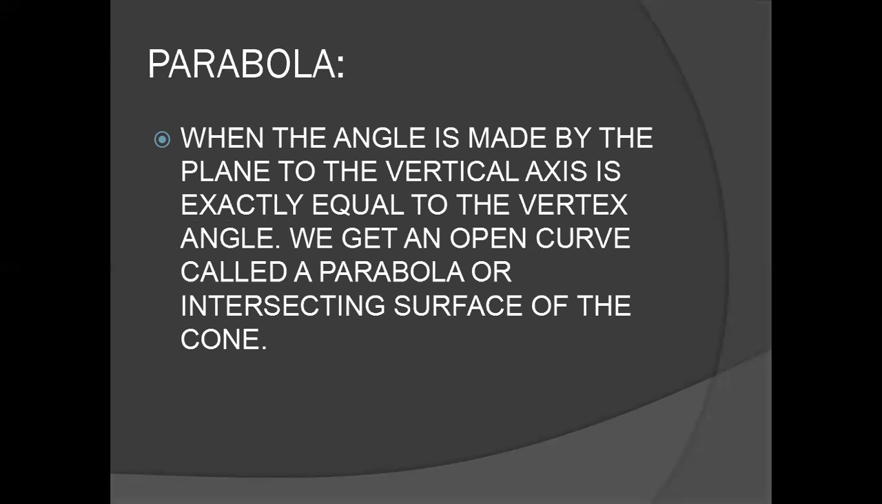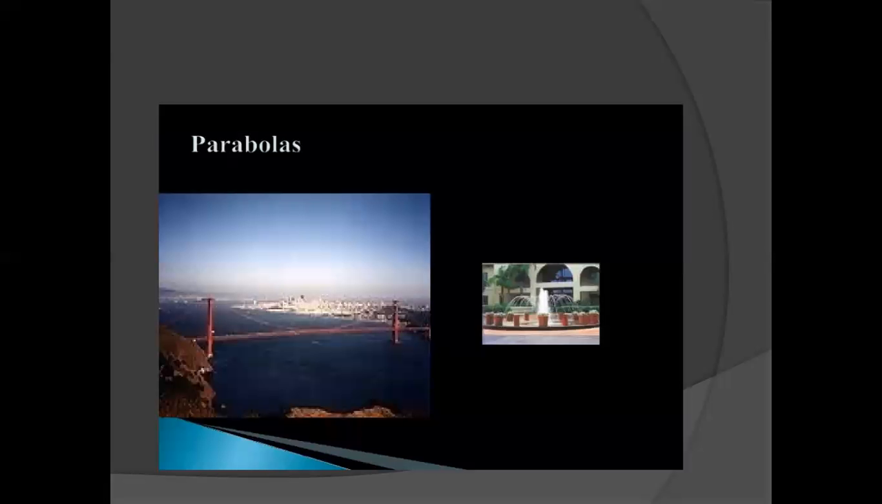Parabola. When the angle made by the plane with the vertical axis is exactly equal to the vertex angle, we get an open curve called a parabola, the intersecting surface of the cone. Here is an example of a parabola.